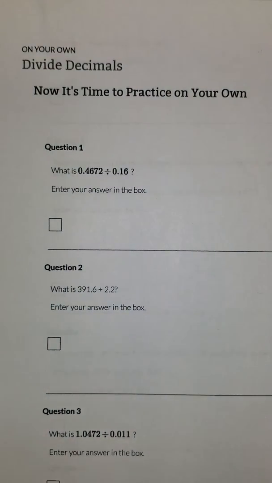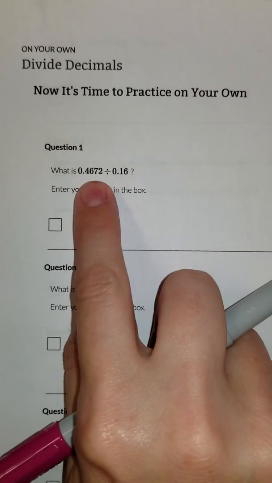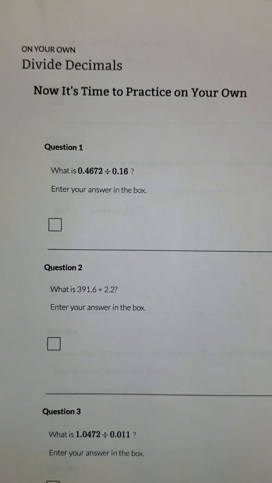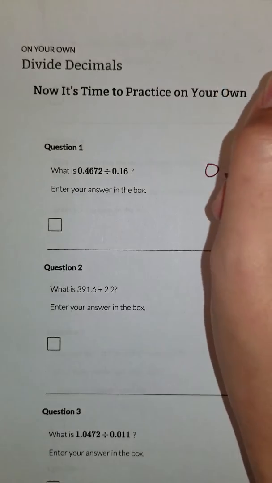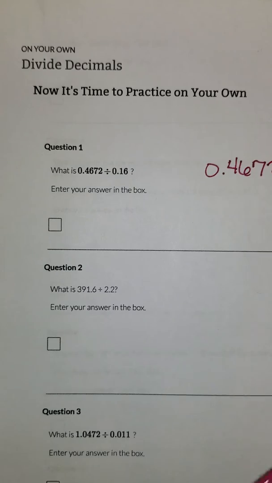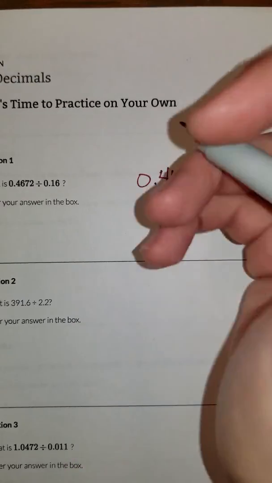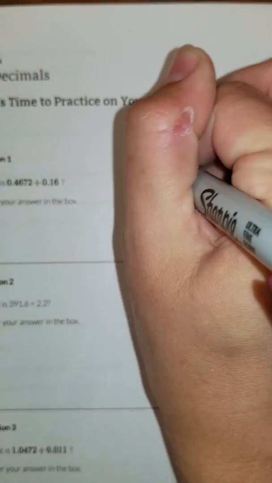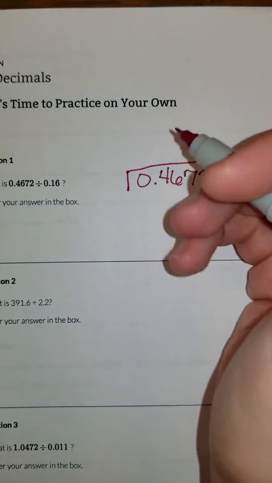It's Miss Sebastian. We're going to talk about dividing decimals today. So the first thing we're going to do is write our problem. Okay, and I'm going to go ahead and draw in the house.